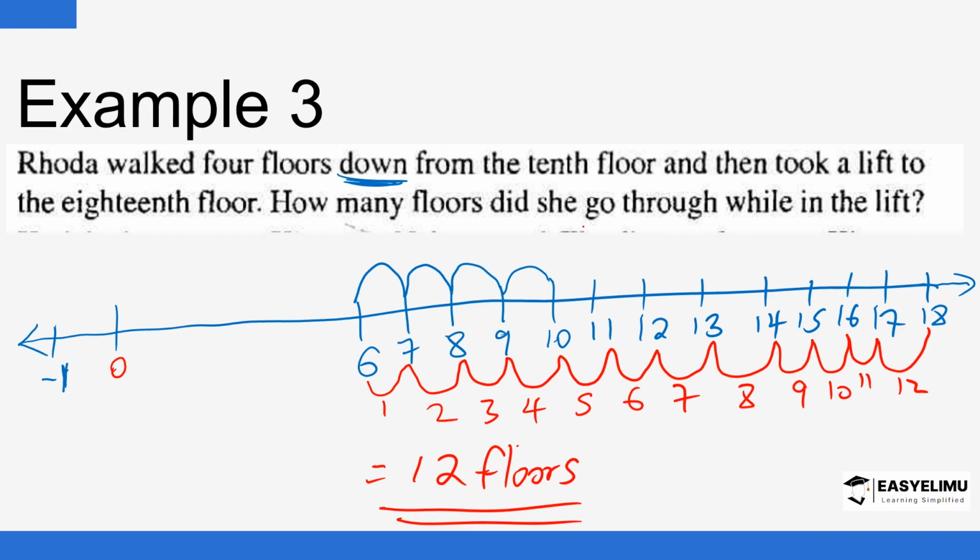So how many floors did she go through while in the lift? Remember, the lift is starting from number 6. So they walked 4 floors down from the 10th. So 1, 2, 3, 4. Then they're starting from number 6 all the way up to number 18. So how many floors are those? Basically that is how you're able to answer: 12 floors altogether.